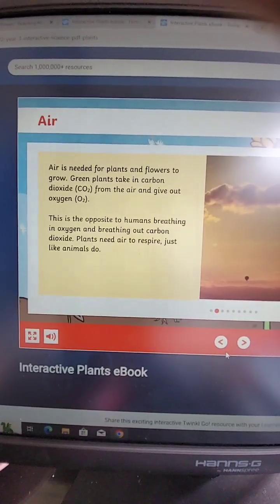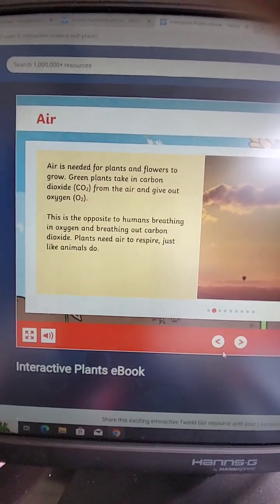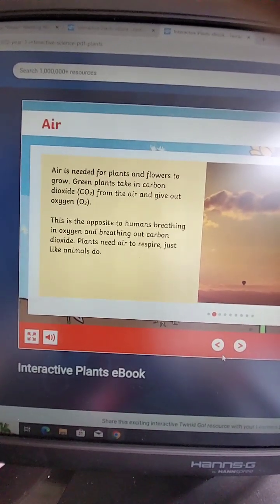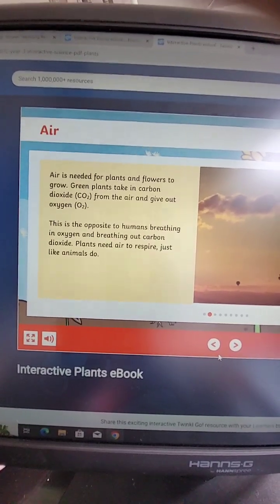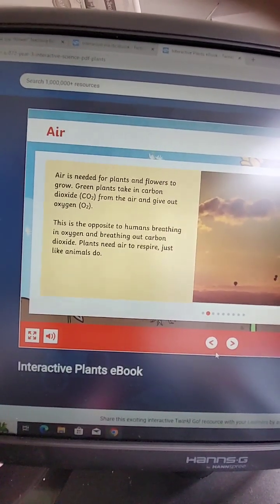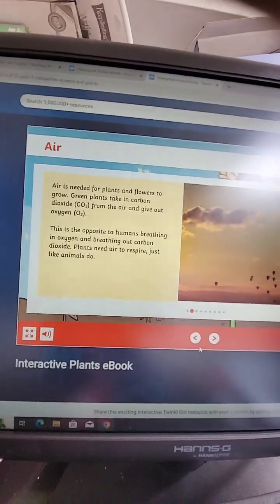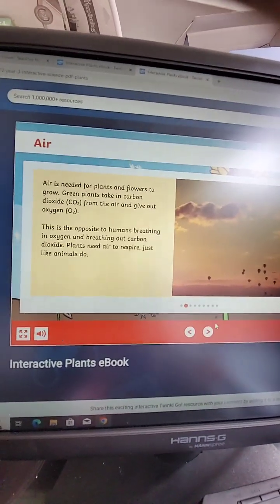Plants need air to grow. A green plant takes carbon dioxide from the air and gives out oxygen. This is the opposite of humans, breathing in oxygen and breathing out carbon dioxide. Plants need air to respire just like other animals do.